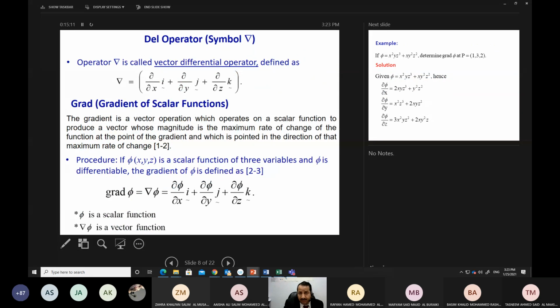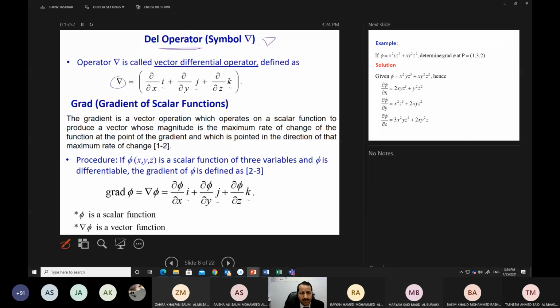Now, after this revision, let me start with my topic, which is vector calculus. First of all, I would like to define the del operator. The del operator is represented by this symbol in this way. It's simply applying this operation: partial over partial x, I, plus partial over partial y, j, plus partial over partial z, k. Just a minute, what's the meaning of partial here first? Okay, I will tell you.